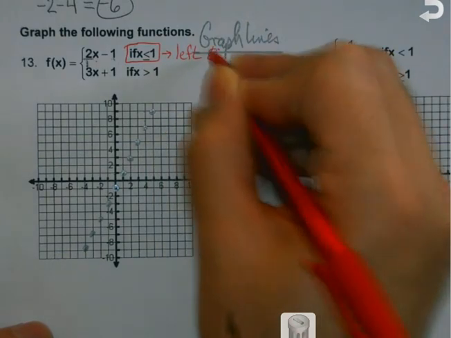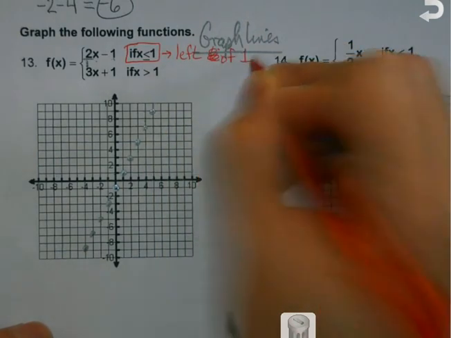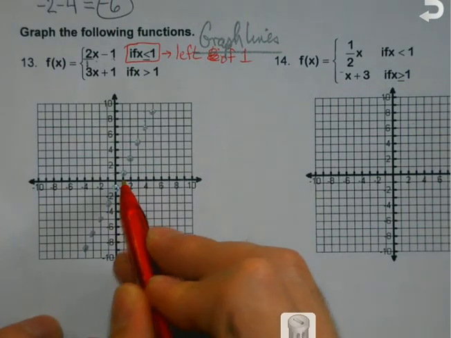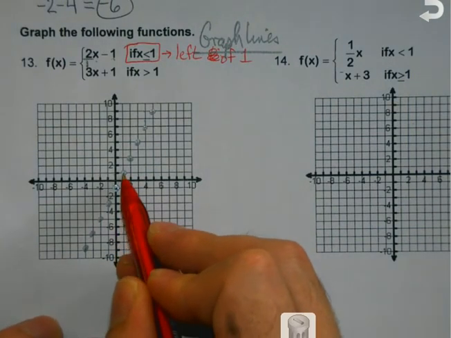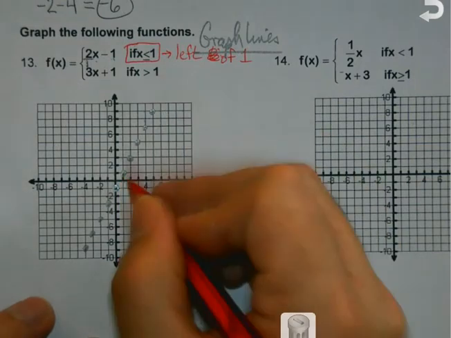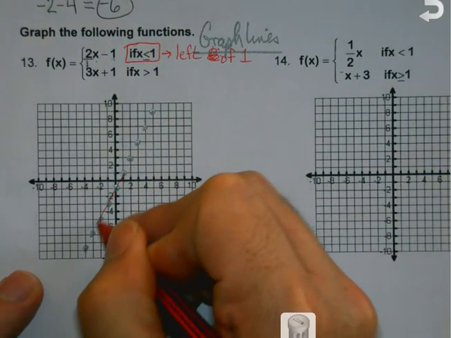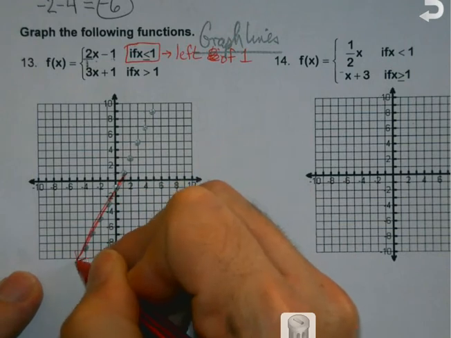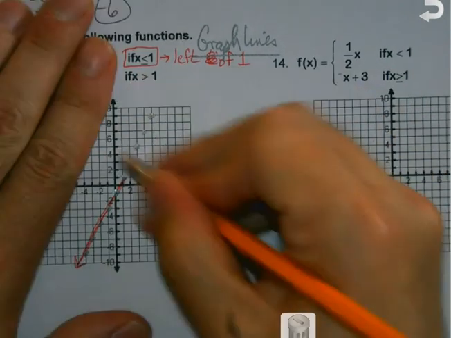The left of 1. In other words, I'm going to go to where 1 is, find my dot. And starting at that dot, I'm going to connect all the dots to the left of it, and only the dots to the left of it. What do I do with the rest of them? Erase them.